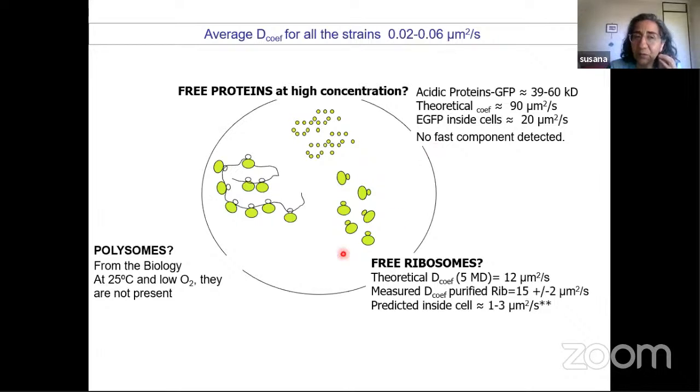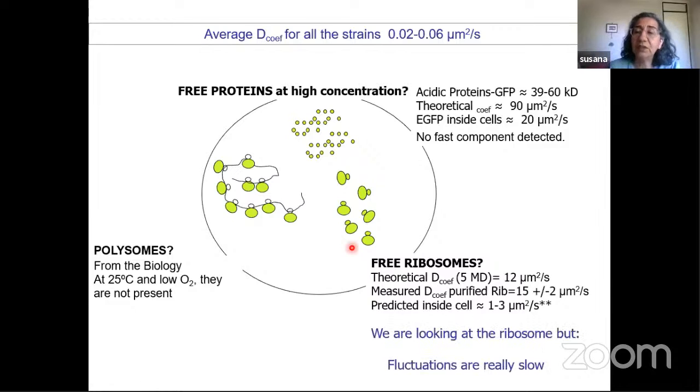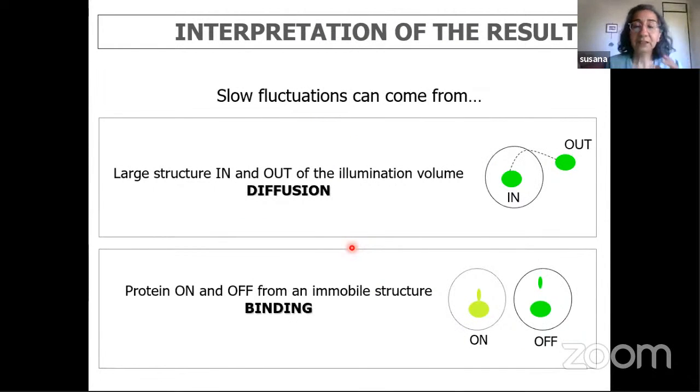So what else can be there? Enrico also talked about this part. These fluctuations that we are looking at can be two things. It can be a diffusion, meaning a slow structure that's going in and out of the illumination volume, but it can also be a binding process that goes on and off, and we are just seeing the changes in the intensity. Can we differentiate these two processes? Yes, we can.